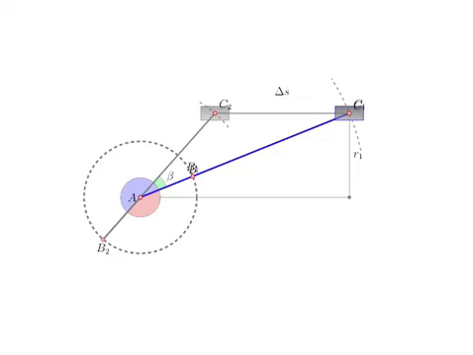Let's start in the fully extended position and rotate the crank arm in increments.